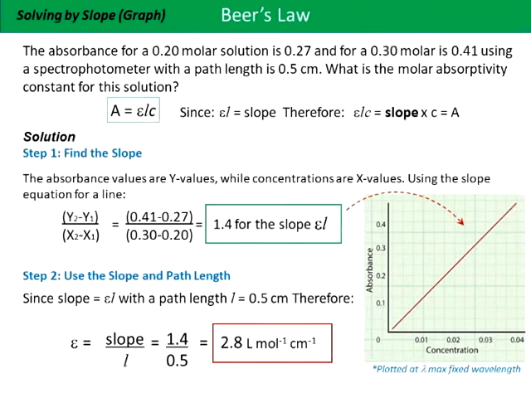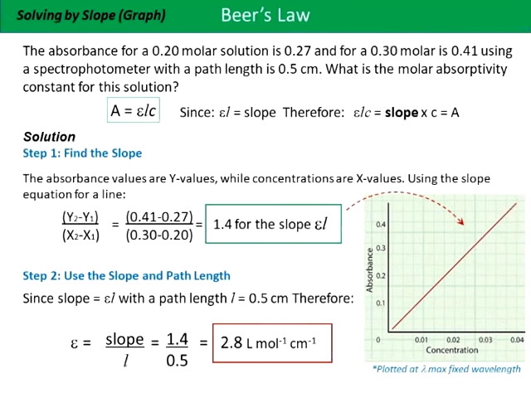Step 1, the absorbance values are Y values, while the concentrations are X values. Therefore, we will use the slope equation for a line, where Y2 minus Y1 divided by X2 minus X1. We evaluate this by putting in the values 0.41 minus 0.27 over 0.30 minus 0.2, and that gives us a value of 1.4 for the slope. We note that the slope equals epsilon times the length.